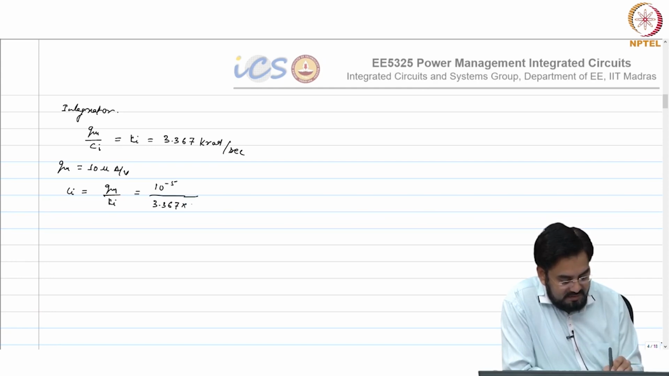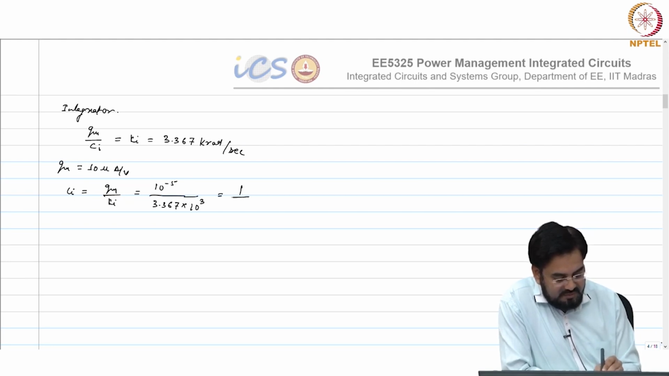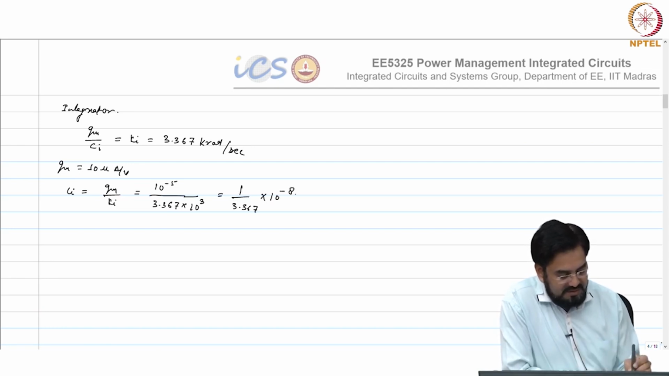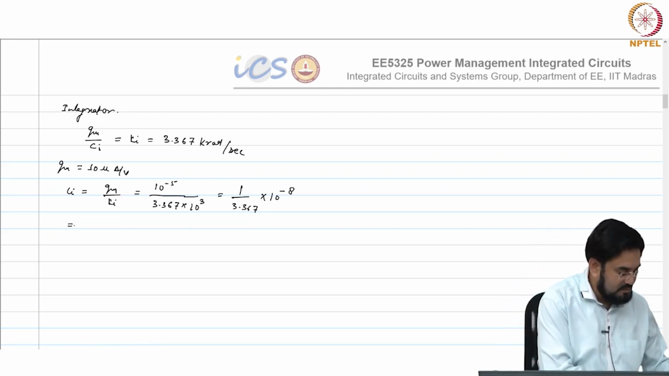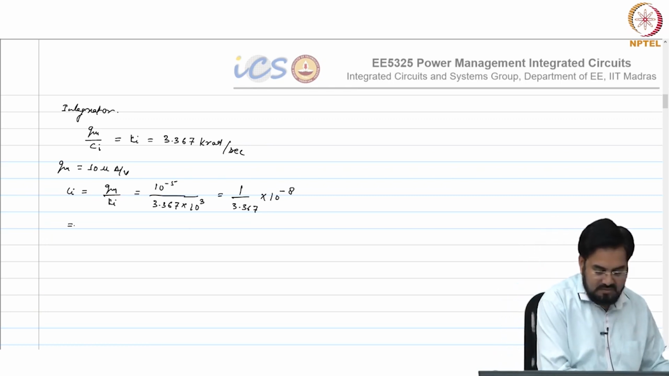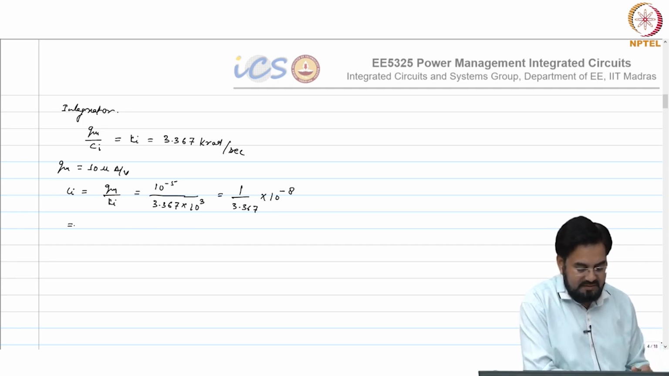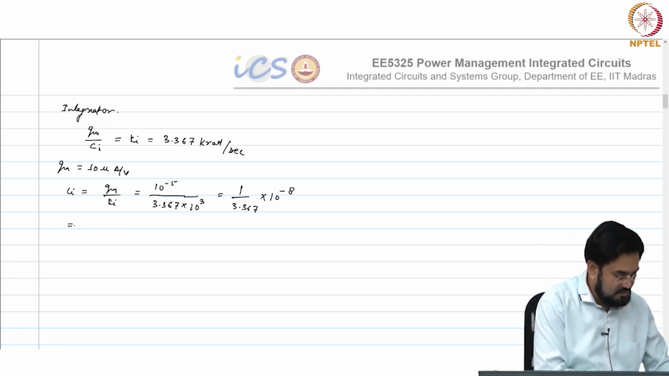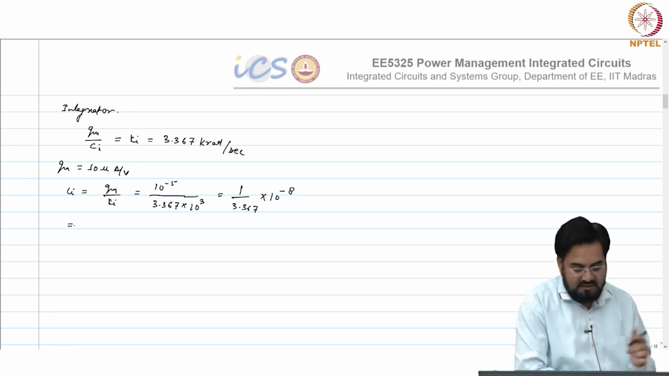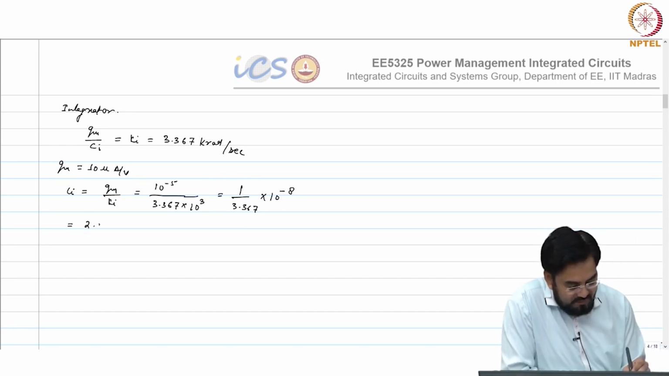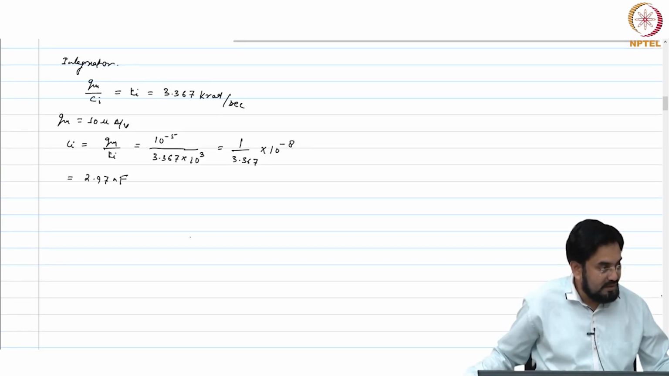3.367, 10 to the power 3. Okay. So, 1 over 3.367 multiplied by 10 power minus 8. How much is this? It is around 0.29 into 10 power minus 1. No, 10 divided by 3.367, 2.97 nanofarad. Okay, correct.